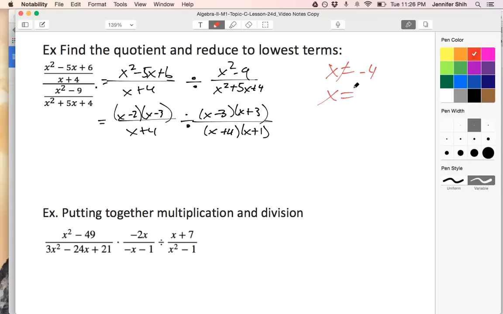We have that one. X also cannot equal negative 1. And I have to look at the numerator and the divisor. X cannot equal negative 3, and x cannot equal positive 3. Positive 3, x would be 0 here. Negative 3, this factor would be 0.